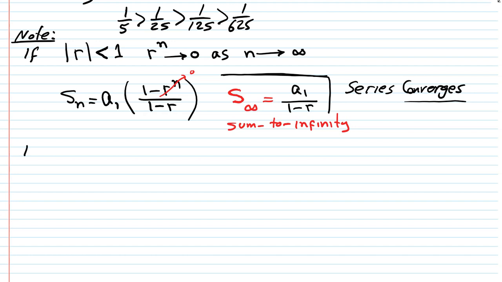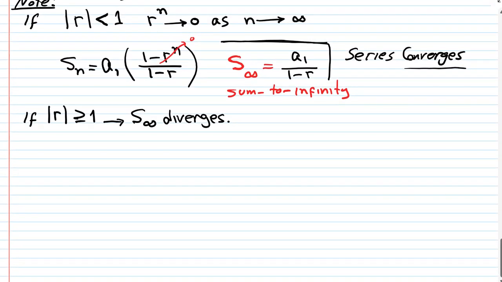Okay, let me write that. If the absolute value of r is greater than or equal to 1, the sum to infinity diverges. Means it gets too big. It doesn't come to a point. We cannot find the sum. So let's take a look at just a few examples here, and we'll wrap it up.